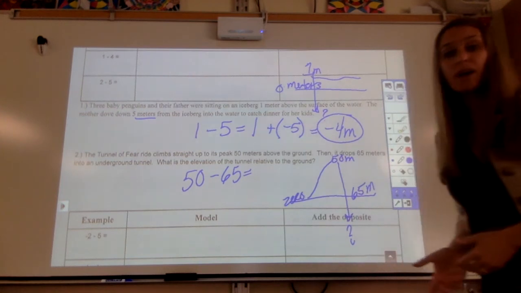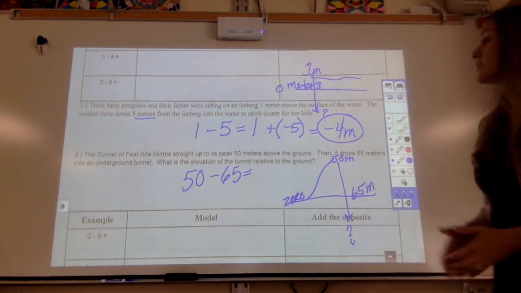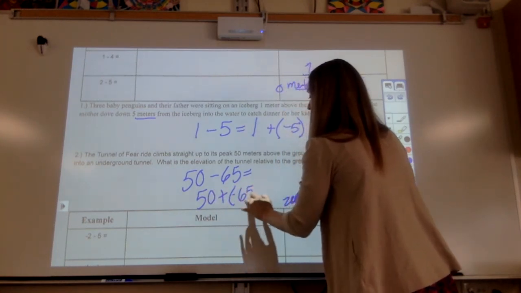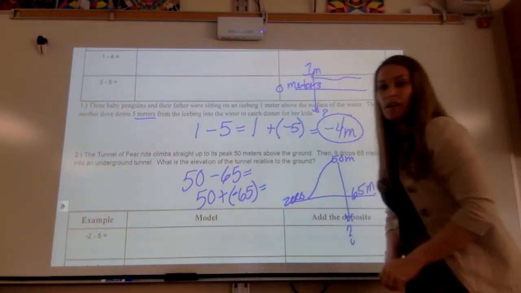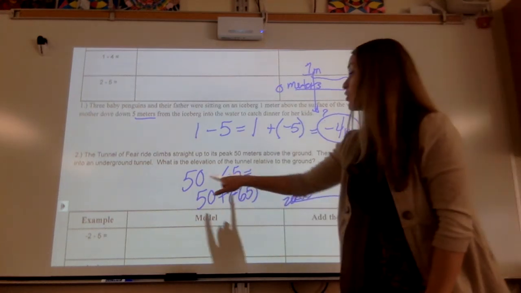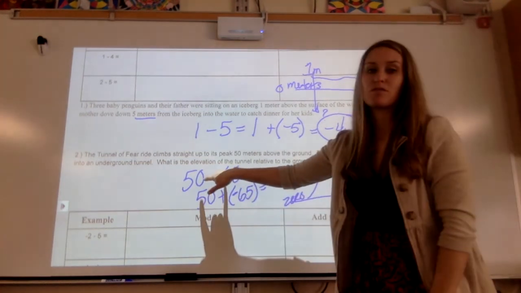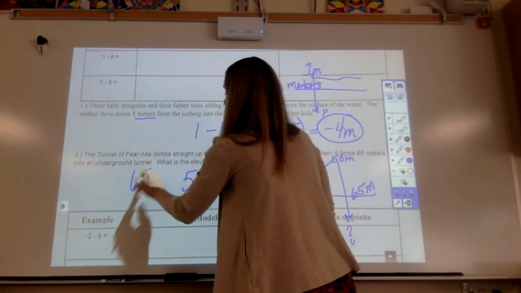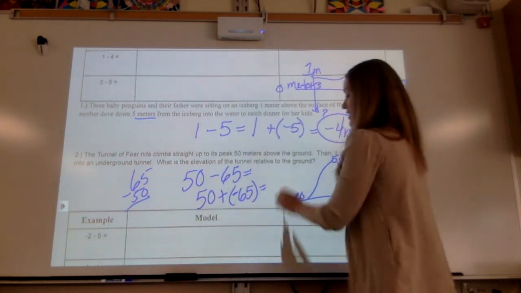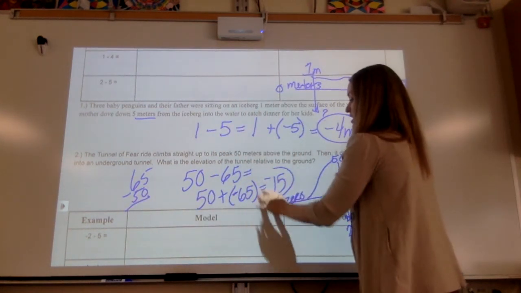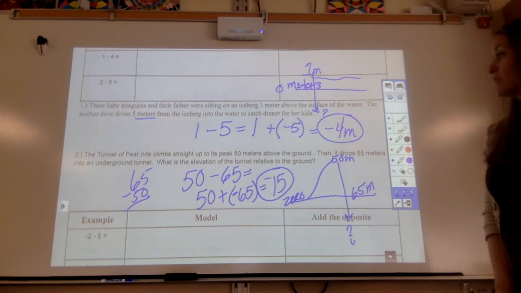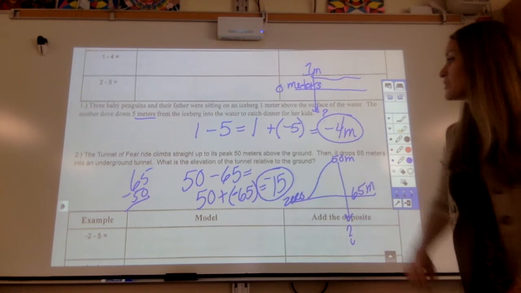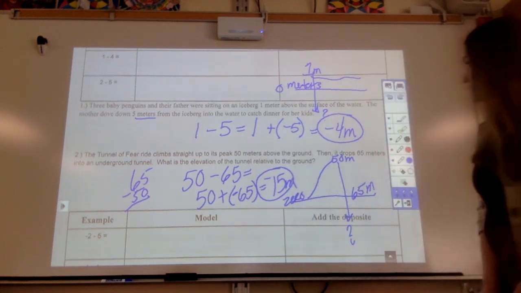Again, you could draw your models if you wanted to. It's going to take you a while though, right? You could rewrite it as adding the opposite, which some of you are going to do. It's going to be your go-to method. Okay? Some of you might just know, well, I just subtract those two numbers, and that's totally fine. We all have different ways to look at it. So 65 minus 50, just to make sure we don't mess anything up, it is 15, and you have more negatives. So you're 15 below the ground, right? Or I shouldn't say negative, you're 15 feet below the ground. You could say negative 15 or meters, okay?